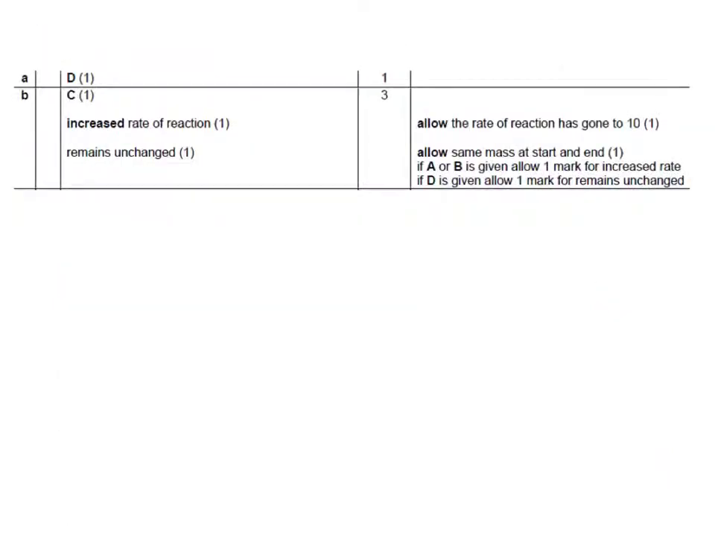And just confirming from the mark scheme, the substance that isn't a catalyst at all is D because it has no effect, and the one which works as a catalyst is C, and the answer is because it increases the rate of reaction but it remains unchanged at the end.